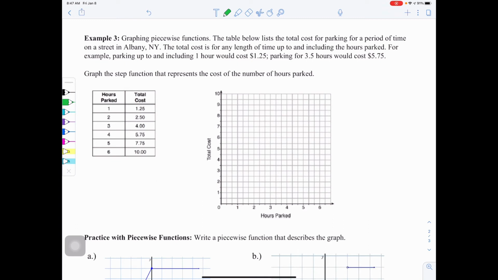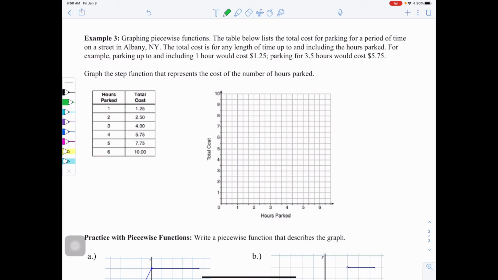So we have the table over here on the left. Hours parked, 1 would cost $1.25. Up to and including 2 would be $2.50. So that's where they're trying to say to you up to and including. So when we see parked for 1 hour, you can actually park for less than an hour, but you still have to pay that $1.25.